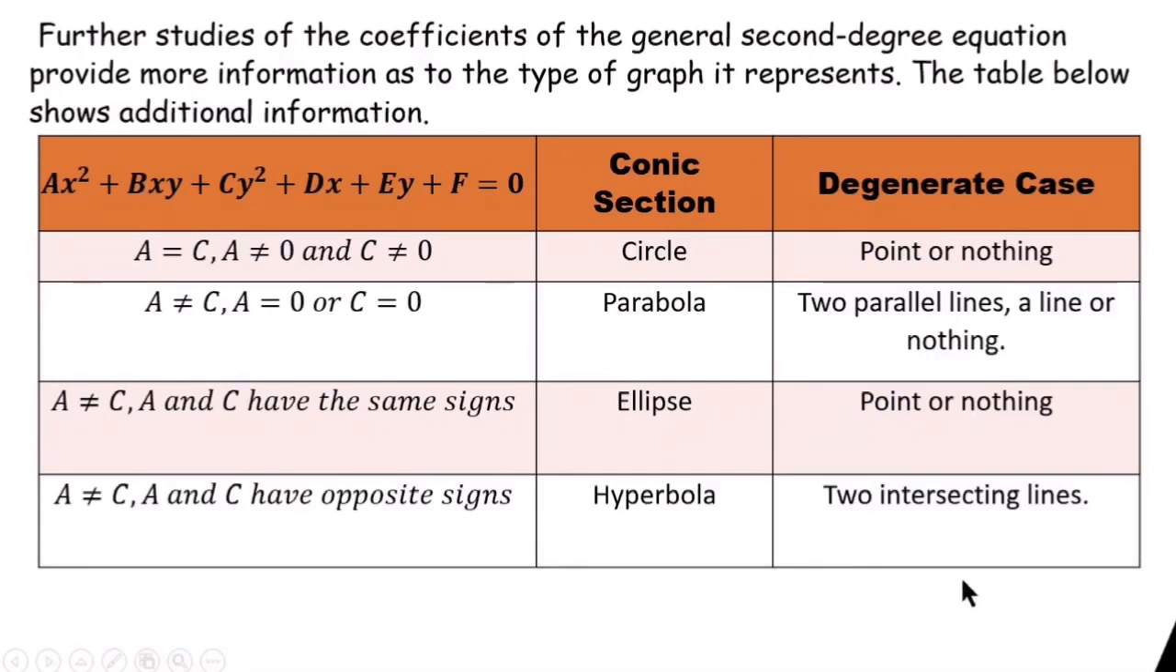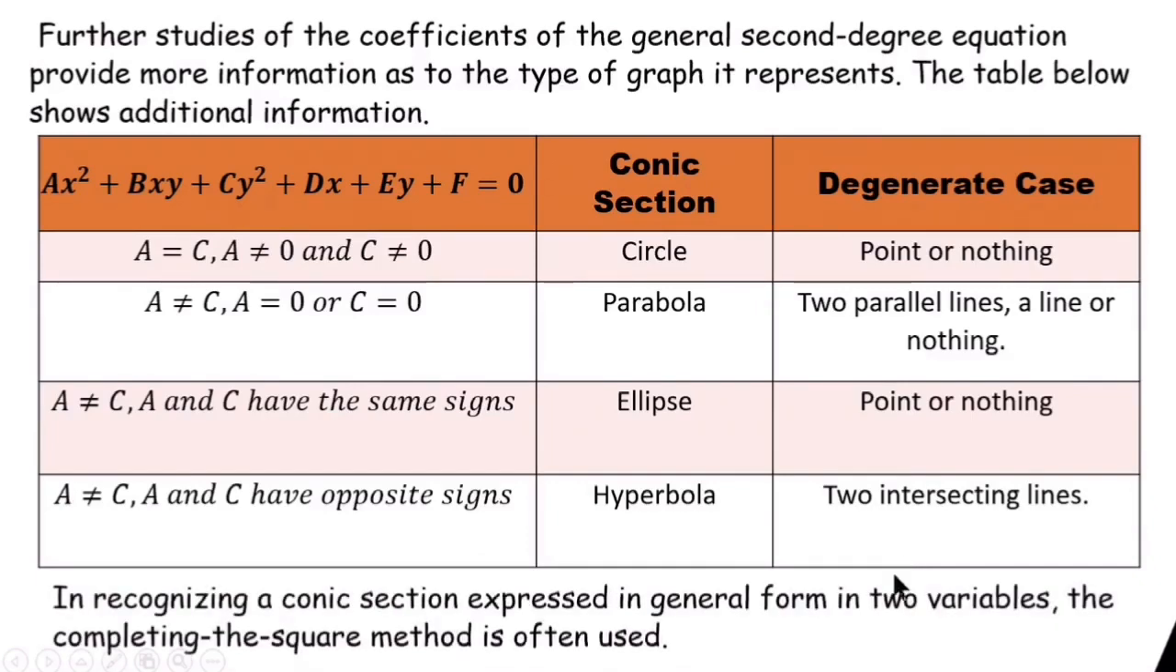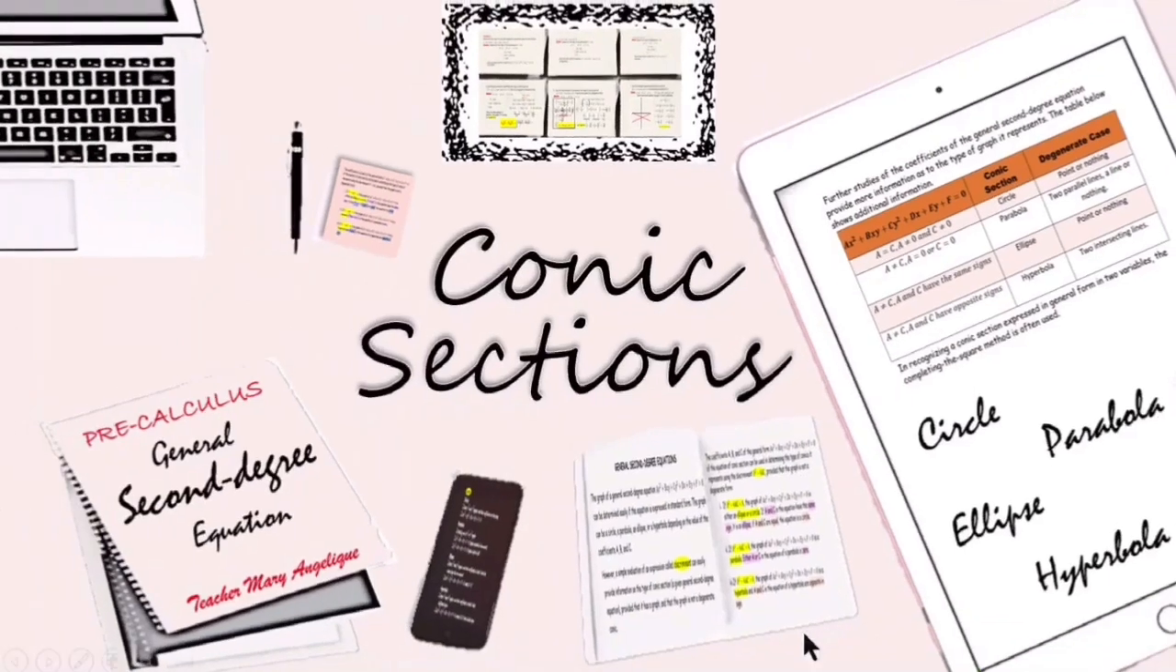So to make sure if the equation represents a circle, a parabola, an ellipse, or a hyperbola, or one of its degenerate cases, we compute first for its discriminant, given by b squared minus 4ac, then write the equation in standard form, using the completing the square method. Let us have an example.